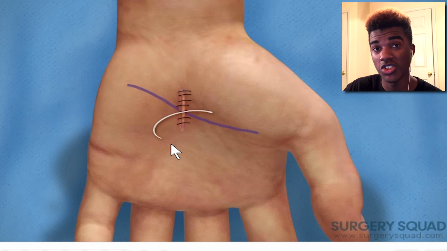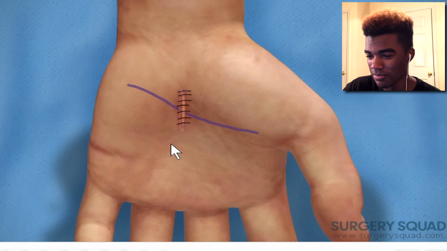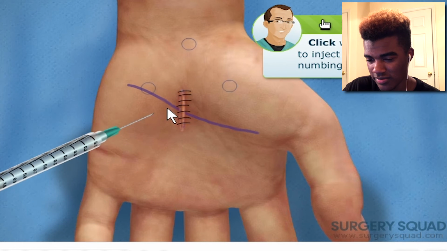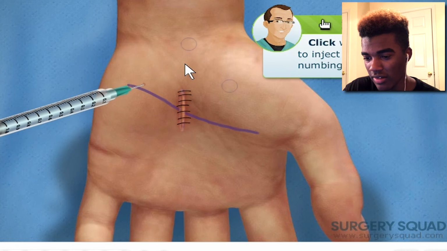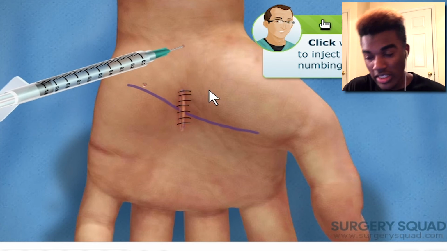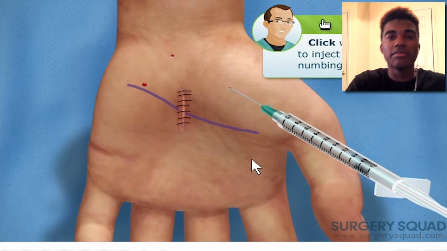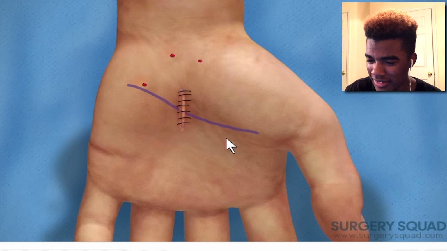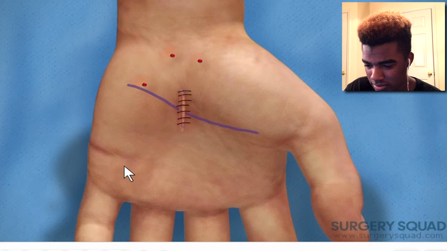With the wound closed, we'll inject additional numbing medicine around the operating site to help relieve some of the immediate pain the patient may feel after surgery. Of course. And lastly, we'll place a small dressing over the wound to absorb any residual blood.